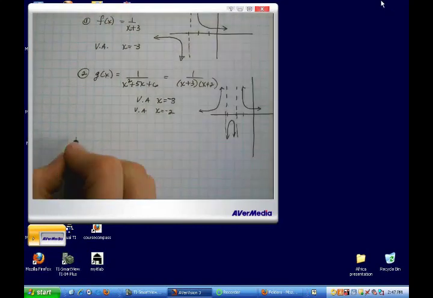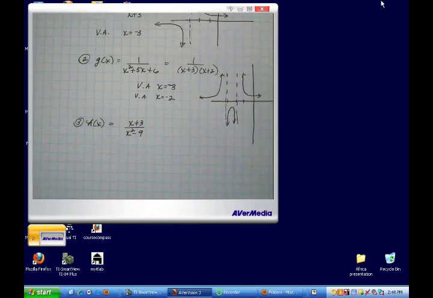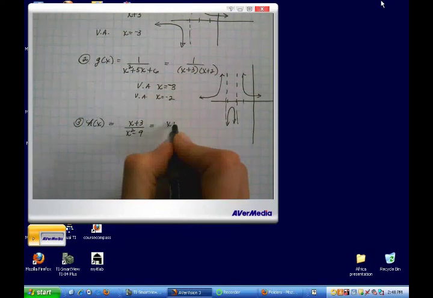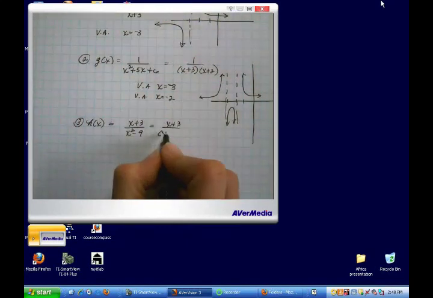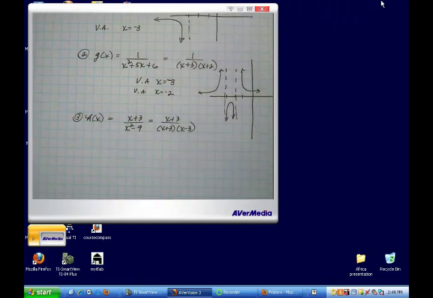Okay? Now let's take a look at this next rational. Suppose it's this one, x plus 3 over x squared minus 9. Now, you may or may not remember how this one works. Your first thought should always be factor. If I can factor, let's factor. So if I factor that denominator, this is x plus 3 over x plus 3 times x minus 3. Now, we do have a vertical asymptote happening here. Do I have two vertical asymptotes or one?